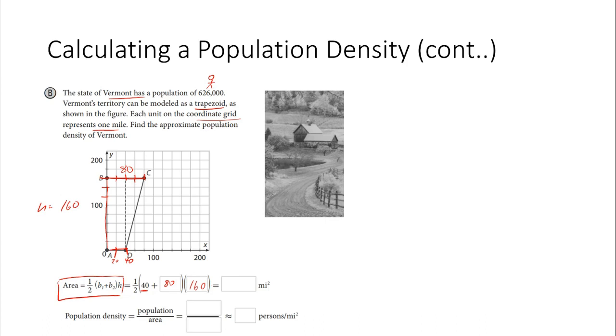Let's do this real quick. 40 plus 80, that's 120. And then you're dividing by 2 there. And multiply by 160. And you should get 9,600 square miles. And again, the population they gave us was 626,000 people. And then the area that we got from that trapezoid was 9,600. And let's do this real quick in the calculator, 626,000.